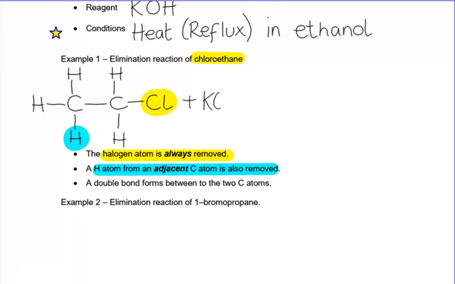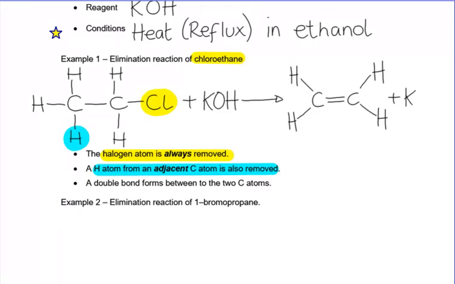We're using KOH as our reagent, so we're going to put in our other reagent into our equation, and it tells us a double bond is formed between the 2 carbon atoms. So I'm going to draw the 2 carbon atoms. I'm going to draw out the structure of an alkene, and we can see that on the left-hand carbon we've lost a hydrogen, we still have 2 hydrogens. And on the right-hand carbon we've lost a chlorine, we still have 2 hydrogens. And we've got KCl and water as our other products.